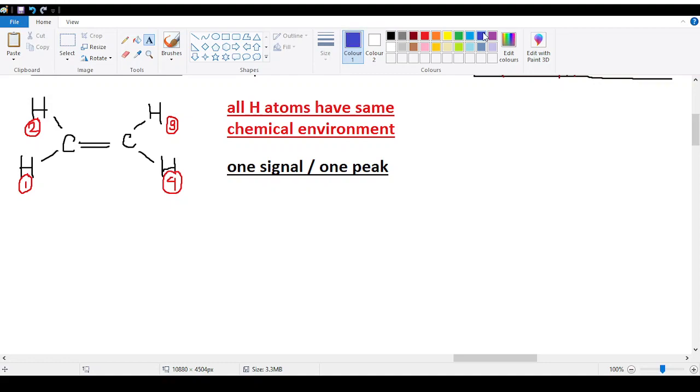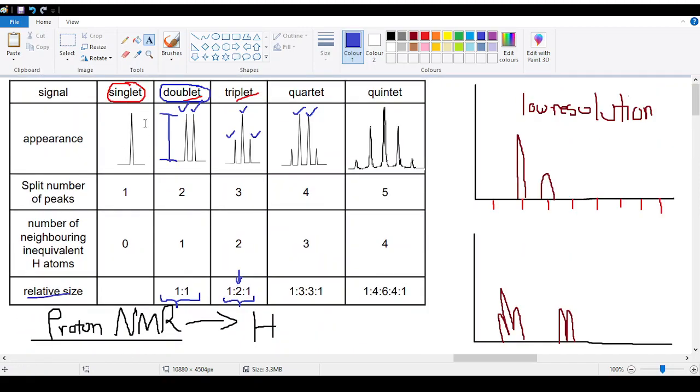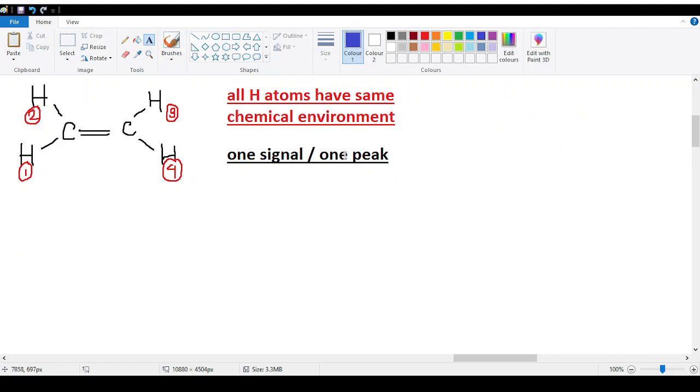Now, remember, since this is high resolution NMR, the peak or the signal is not a single peak actually. It's actually split. It's not a simple graph or simple peak. It can either be a singlet, doublet, triplet, quartet, or quintet. Now we have to figure out which of these is possible. So consider the hydrogen atoms.